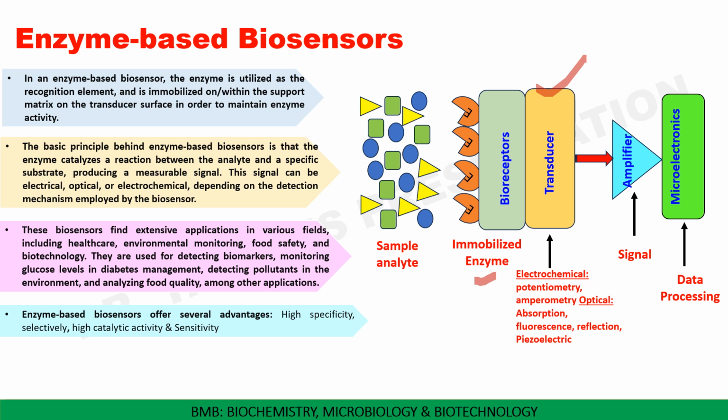Enzymes used in biosensors can vary depending on the targeted analyte. Each enzyme has specific properties and catalytic capabilities, making them suitable for the application. Some commonly used enzymes include horseradish peroxidase, glucose oxidase, and lactase.